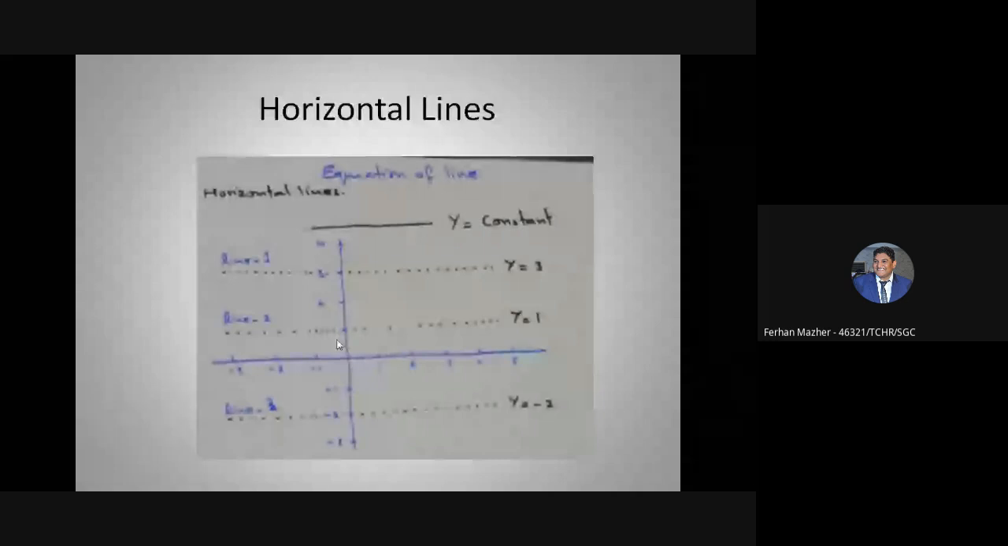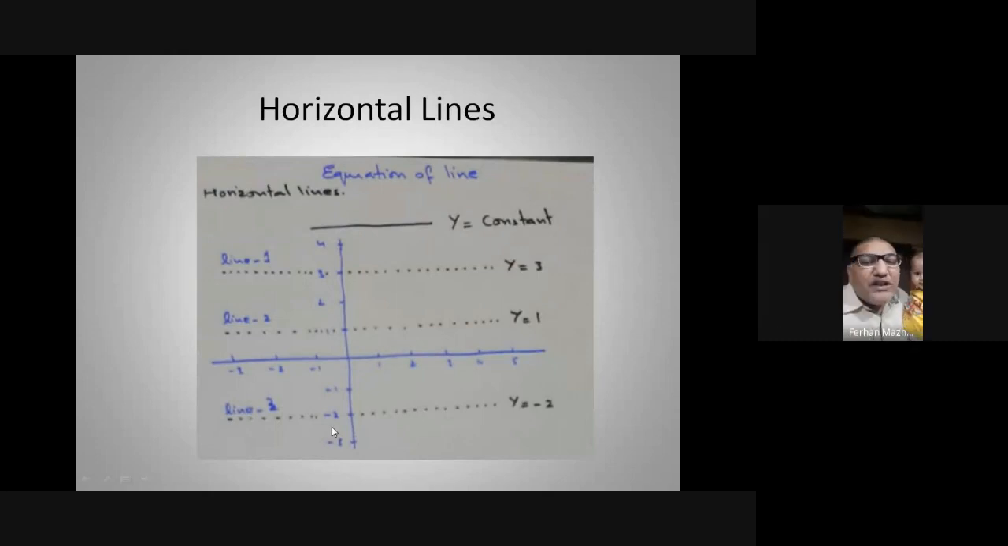way, line number 3, this dotted line, you will find that its y-intercept is minus 2. Its y-intercept is minus 2. So its equation constant is equals to the y-intercept of that line. So the equation will be y equals to minus 2.